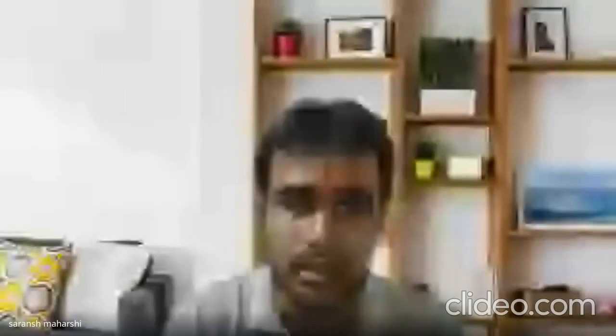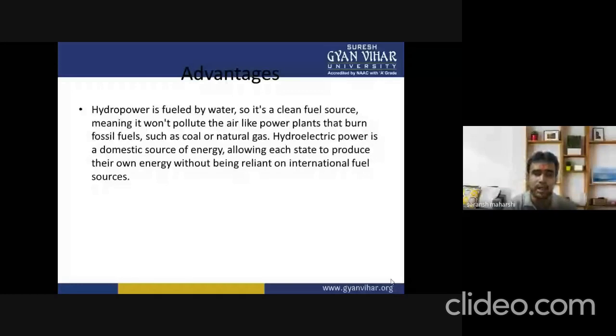Advantages. Hydropower is fueled by water, so it is a clean fuel source, meaning it won't pollute the air like power plants that burn fossil fuels such as coal or natural gas. A hydroelectric power plant is a domestic source of energy, allowing each state to produce its own energy without being reliant on international fuel sources.